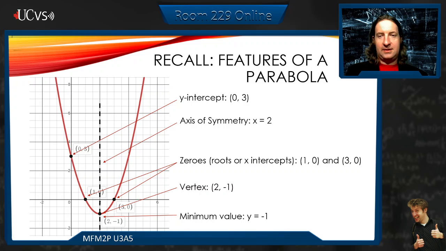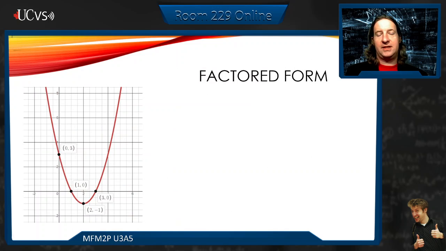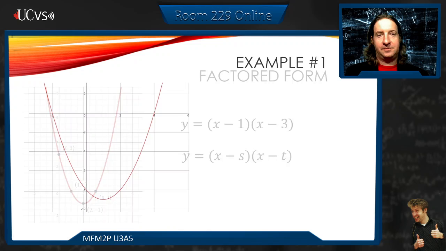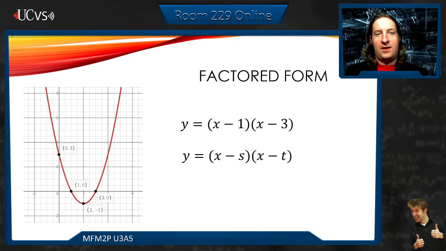Now, we've seen some equations of parabolas based on the vertex, but there's another way we can write these parabolas, which we call factored form, where the zeros are just the numbers that go into our equation. For example, here the zeros are 1 and 3, but the equation ends up being y equals x minus 1 all multiplied by x minus 3. And we call this factored form, where the zeros are the numbers that go in.